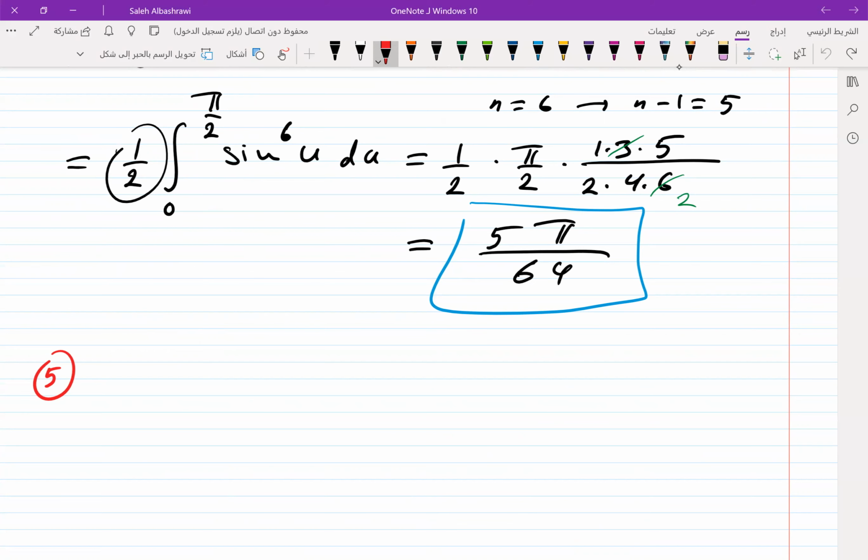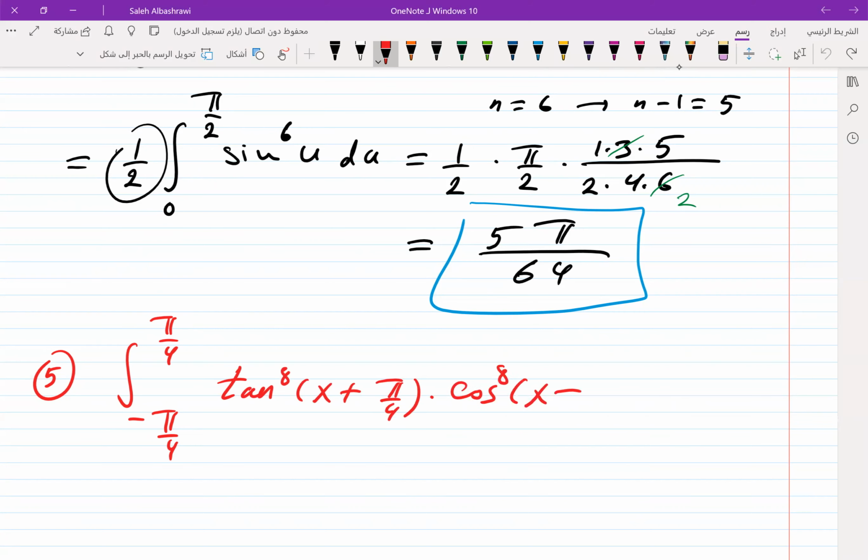Okay, see this one. The integral from minus pi over 4 to pi over 4 of tangent to power 8 of (x plus pi over 4) multiplied by sine to power 8 of (x plus pi over 4) dx.